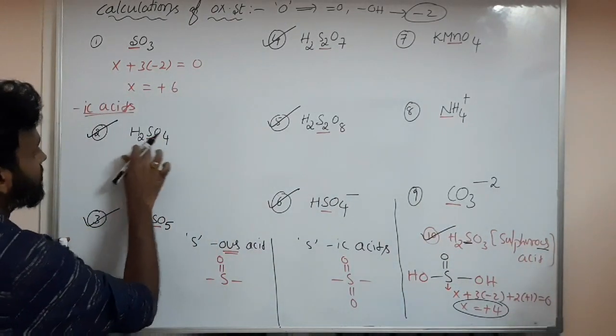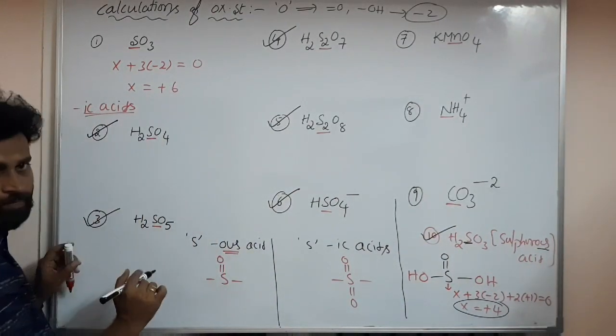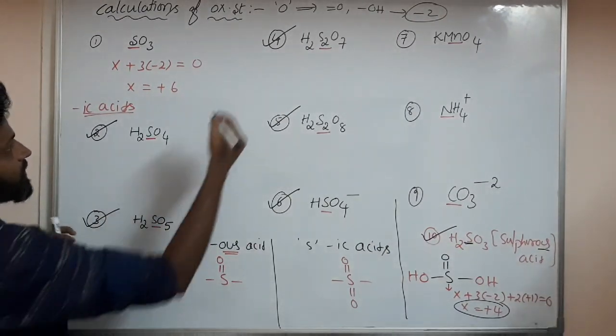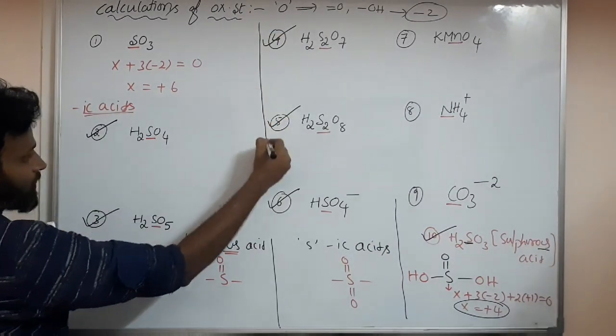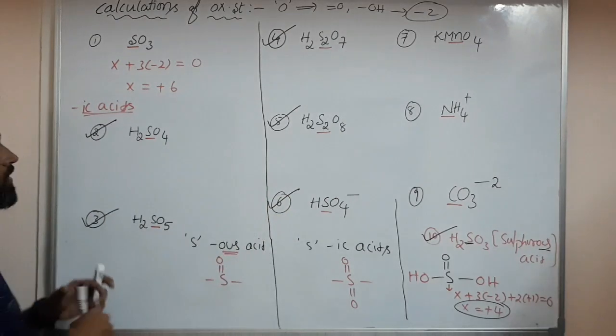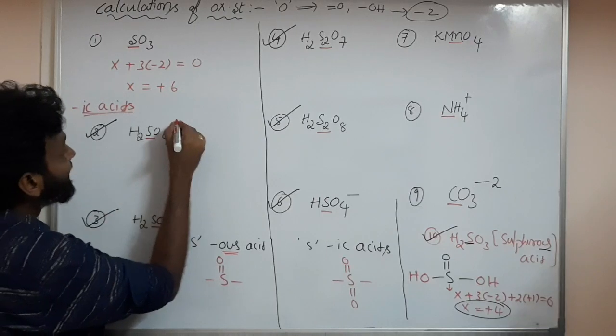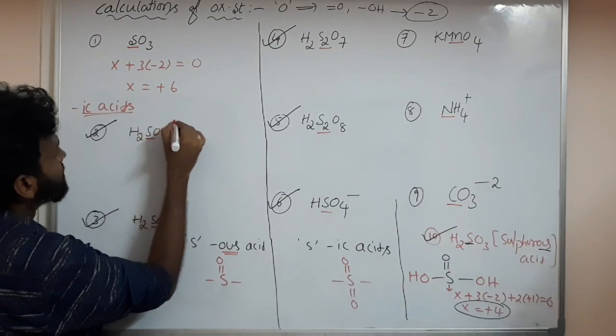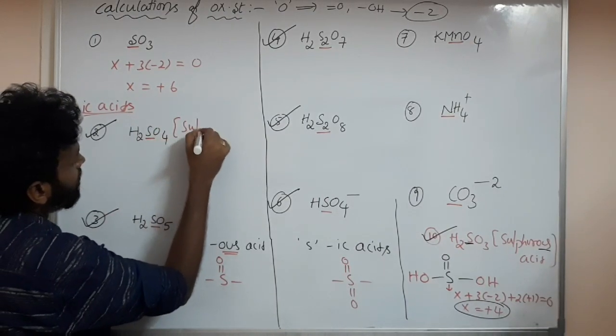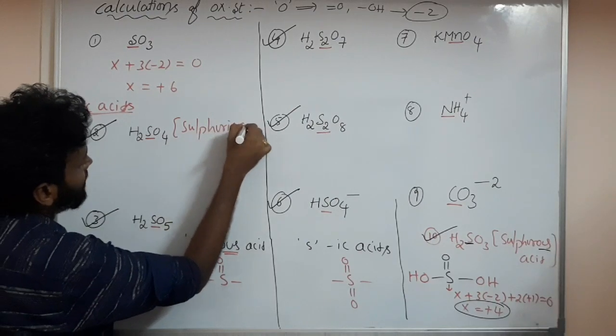But let's consider this example, H2SO4. Now what is the structure of this H2SO4? Let's see. So it's sulfuric acid.